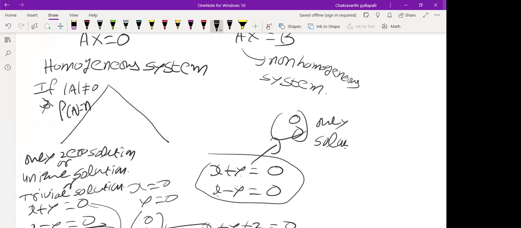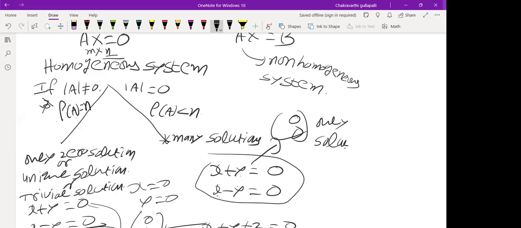Because if A is rectangular, then you cannot find the determinant. If A is a square matrix, then you can find the determinant. Determinant not 0, if it is a square matrix. If it is rectangular, the rank of A should be equal to n. n denotes the number of columns. How to find rank we have seen. If it is equal to the number of columns, then the system will have only one solution, namely the 0 solution or trivial solution. If the determinant is 0 or the rank of A is less than n, then the system will have many solutions, infinitely many solutions.